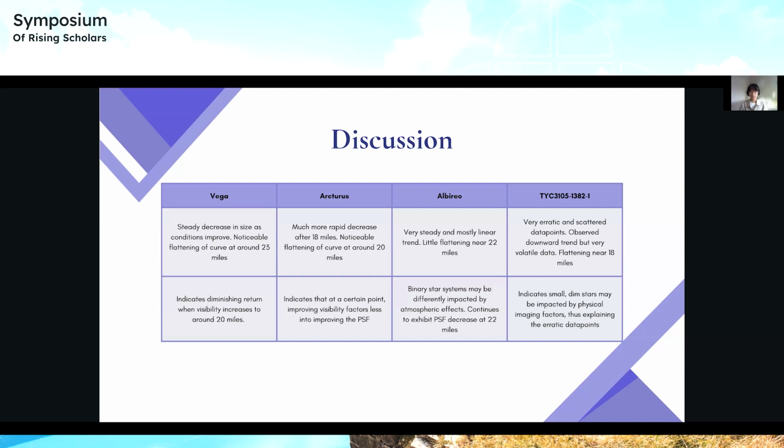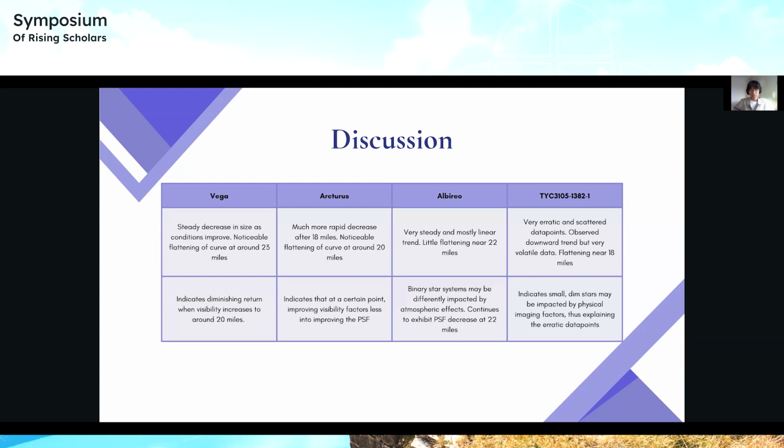Because this atmosphere still exists, the point spread function just stops improving because you can't improve the atmosphere any further. You can't just take the gas above our heads out of the Earth. So this means that the diminishing return will eventually completely flatten out, as there's nothing you can do to really improve the atmosphere anymore, even though visibility might continue to improve. Yeah, so that was for Vega and Arcturus.